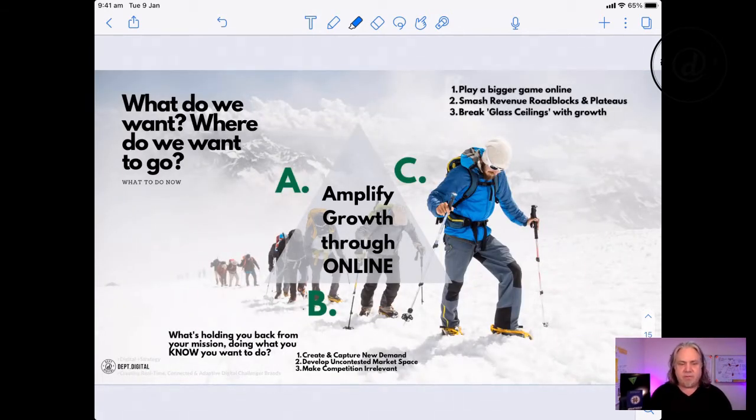So, what do we want to be able to do? We want to be able to amplify our growth through online. And that's the main reason why I'm here: how do we actually amplify growth through online? We want to be able to play a bigger game online. We want to be able to smash revenue roadblocks and plateaus. And we want to break a glass ceiling with our growth as well. So it's really important that we can do this, but that we also have the mechanisms in place and the strategies in place to be able to do it as well. Because if not, we're just wasting our time. We're wasting resources. And that's a huge frustration for a lot of businesses. And I'm going to get into that shortly as well.